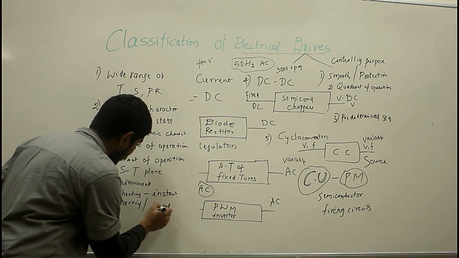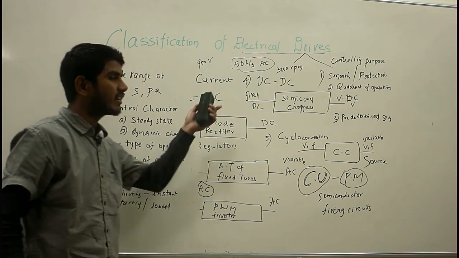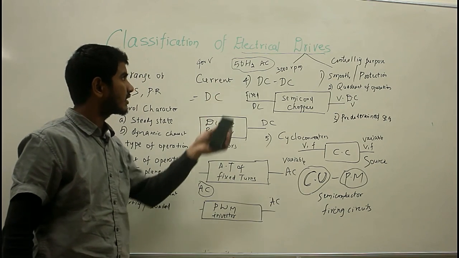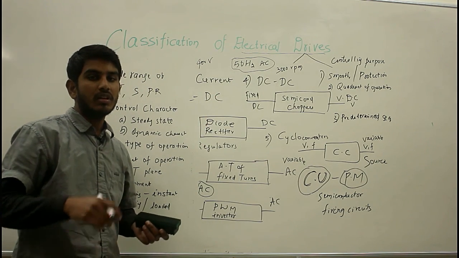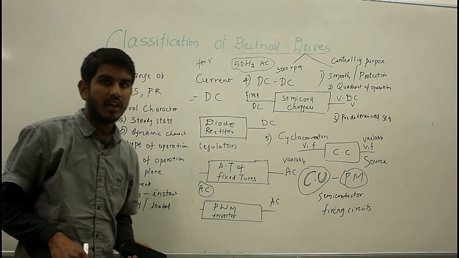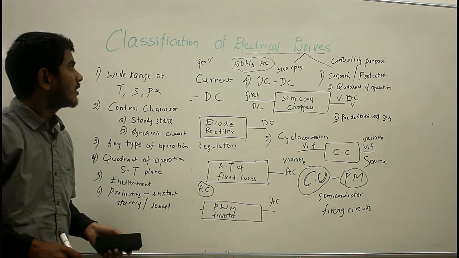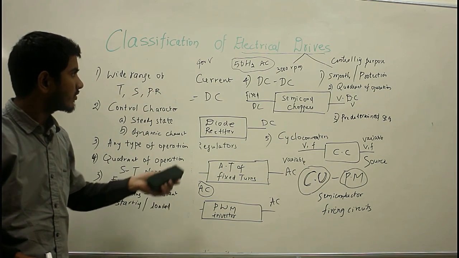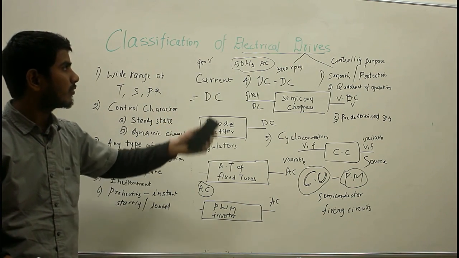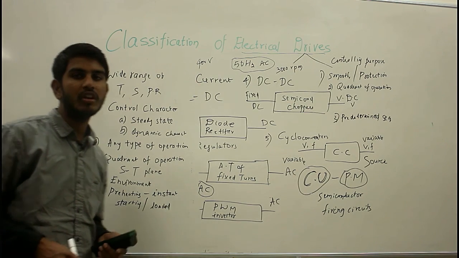Now, due to the several advantages of the electrical drive system, these systems are widely employed in industries for specific requirements and multiple conditions. And this is all about the classification of electrical drives and the parts of the very basic block diagram of your electrical drive system. I hope you have understood well.